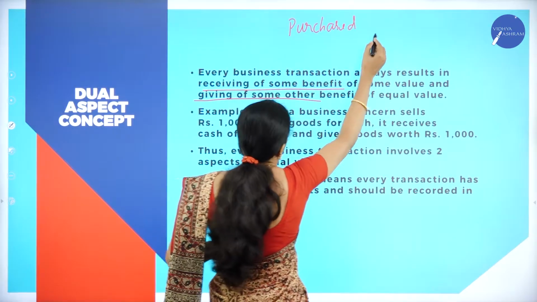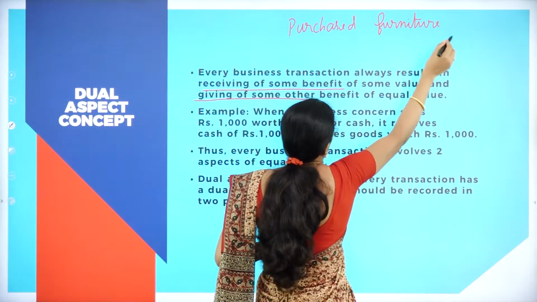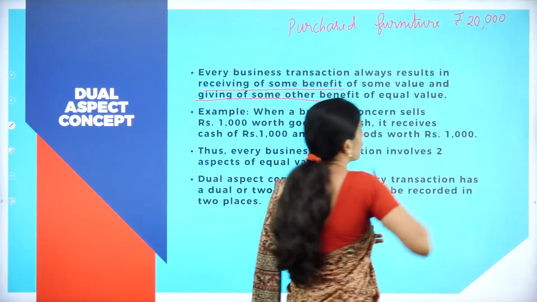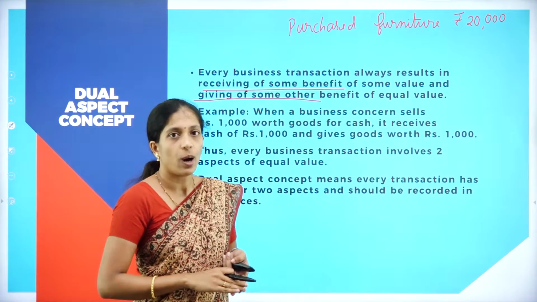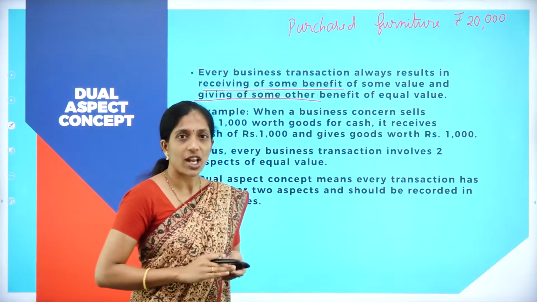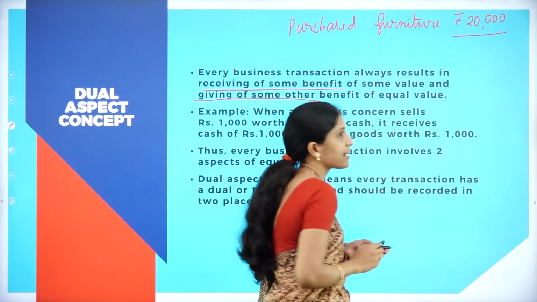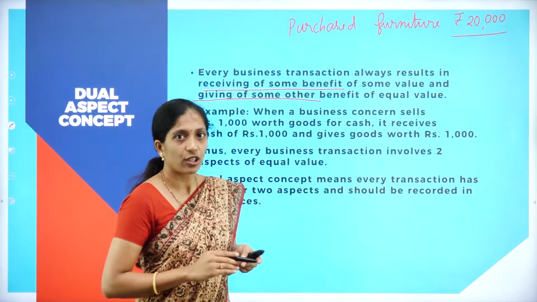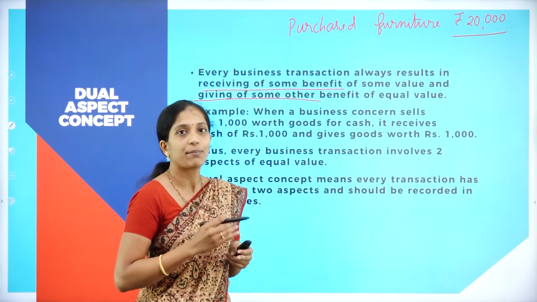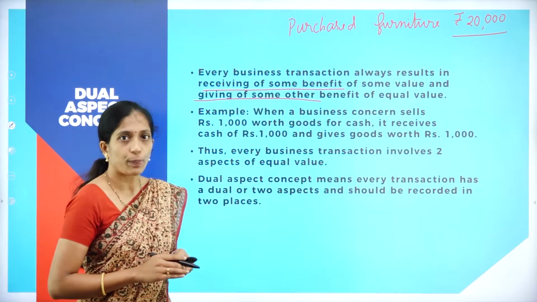The organization has purchased furniture worth rupees 20,000. Now, this is a transaction which has taken place in an organization. Now, whether we have to record this transaction? Yes, because this transaction is measured in terms of money, that is in terms of monetary units. Now, what is this dual aspect concept? Here if you see this transaction, there is a taking effect, at the same time there is a giving effect. We have purchased furniture worth rupees 20,000.